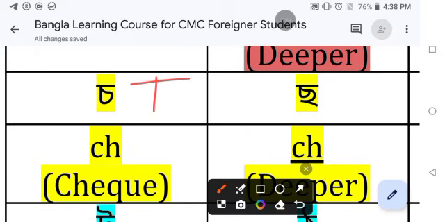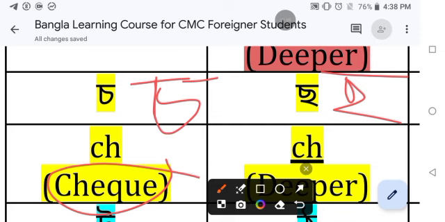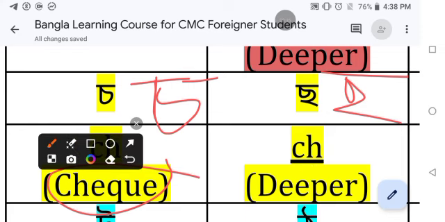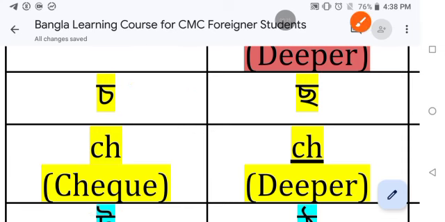Now this is cha, and this is cha. I have written the English word check here because check matches with the Bangla sound cha. So that's the thing we say for this consonant. And the next thing is deeper, cha. I don't think English has an equivalent for that, but you have to understand it that way, cha. And then I'm going to the next one.